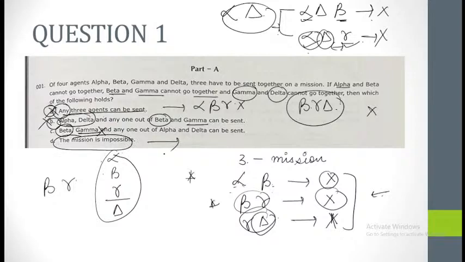So we'll say that this mission is not possible. Why? Because we are not able to make any kind of arrangement, any kind of possibility where we can have at least any three of them going together. Okay, so answer for this particular question is option number D.